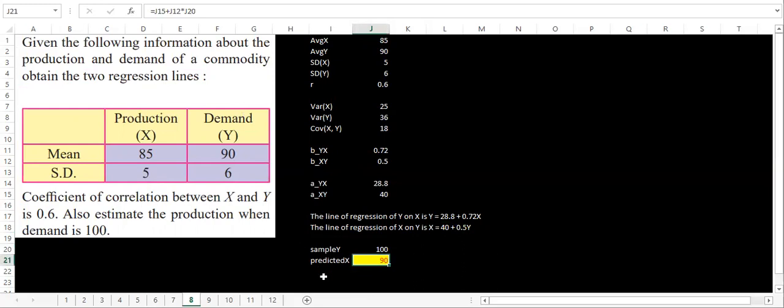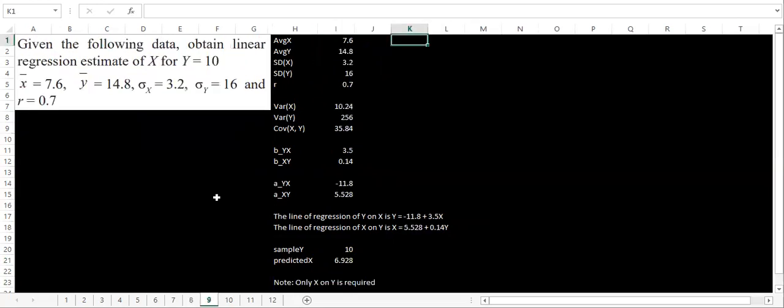Feel free to check the numbers anytime. Just pause the video, check the numbers and come back. Next question. Given the following data, obtain linear regression estimate for X for Y equals 10. Since Y is given, Y is a sample value and we need to predict X. This is the case of finding the line of regression of X on Y.